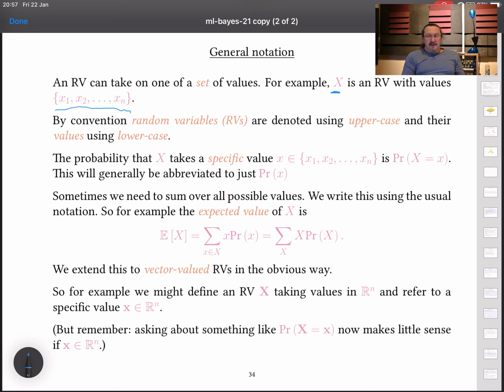The probability of a specific value should then really be written the probability that the random variable takes some particular value, but it's often abbreviated just to the probability of that value. Okay, hopefully that won't cause any confusion.